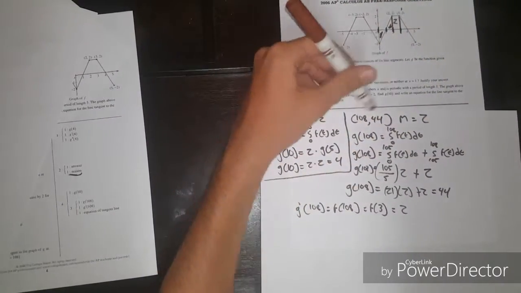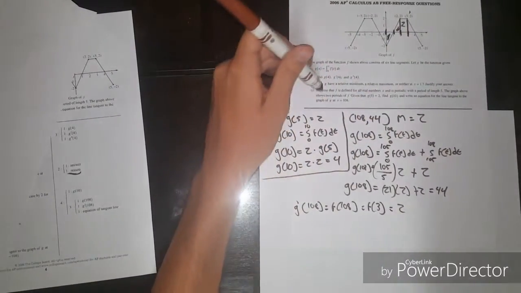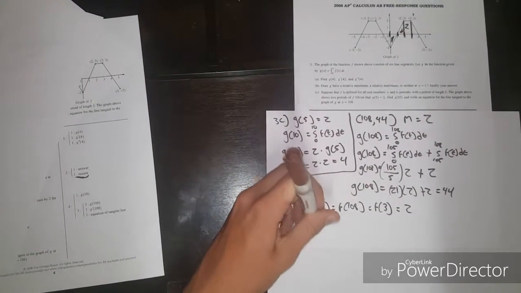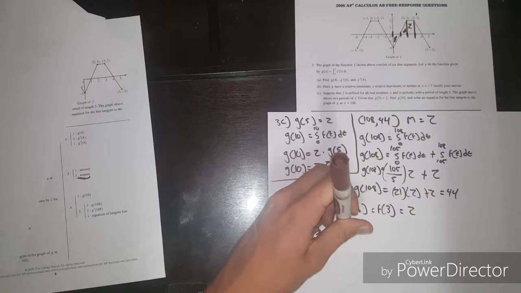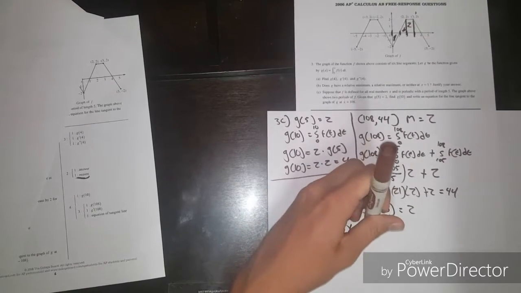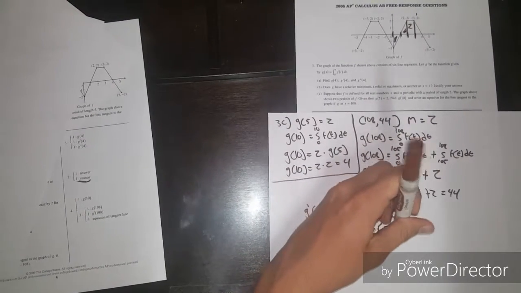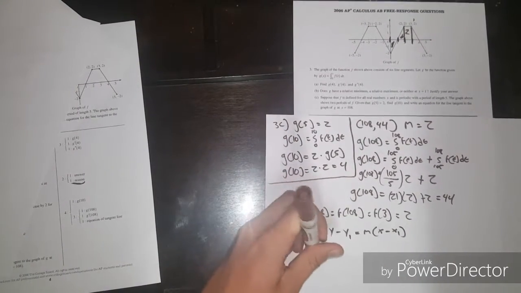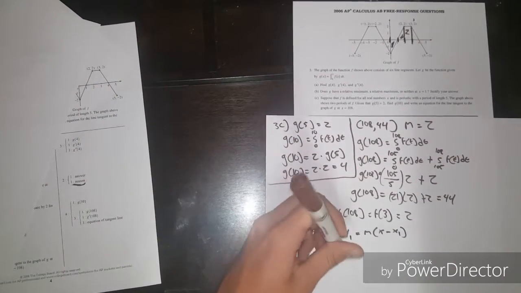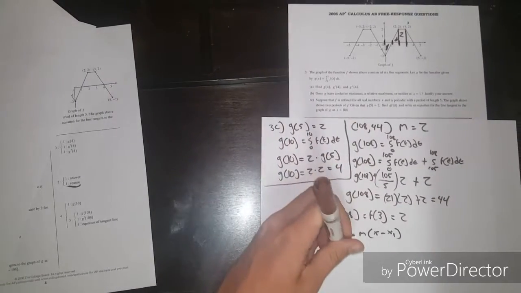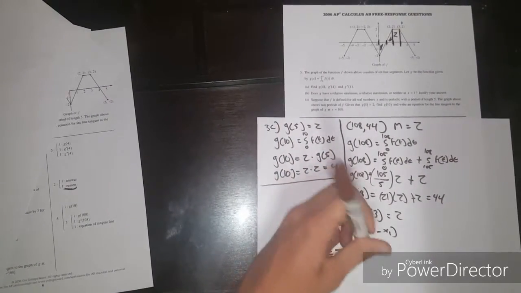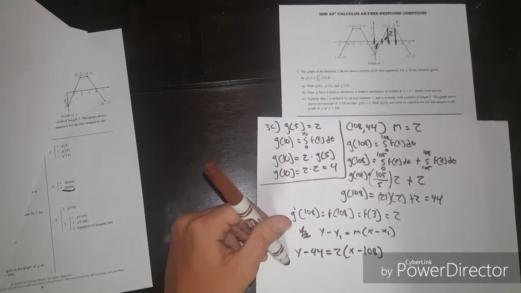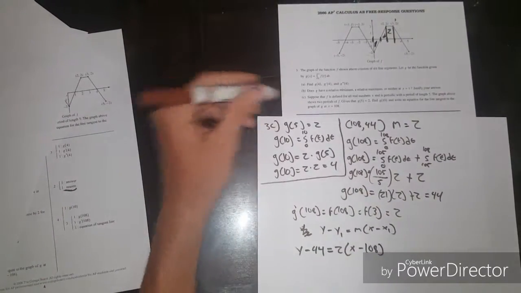So now we have our point, we have our slope, and the last thing we need to do is write the equation of the tangent line using the formula y minus y1 equals m times x minus x1. Now all we need to do is substitute in and we're done. So y minus our y value of 44 equals the slope of 2, times x minus our x value of 108. And that's the equation of our line tangent to the graph of g at 108.